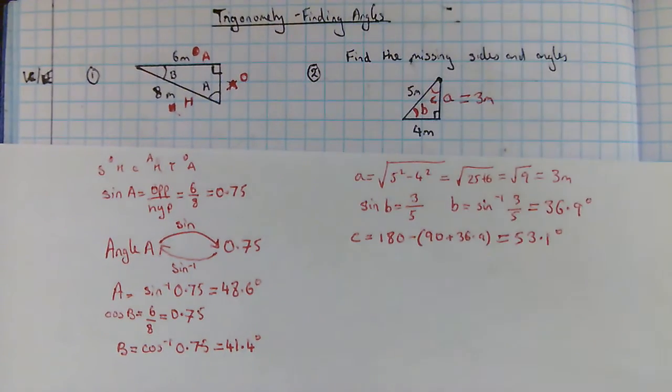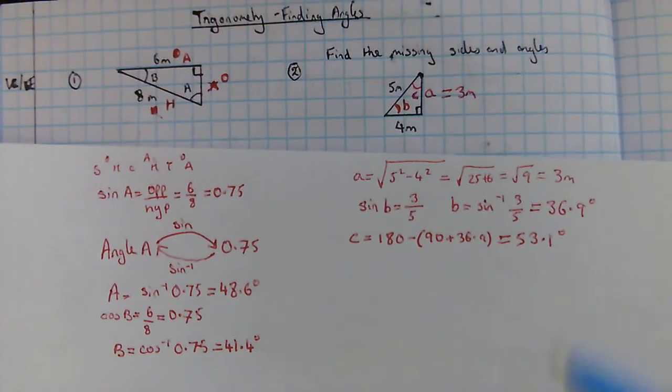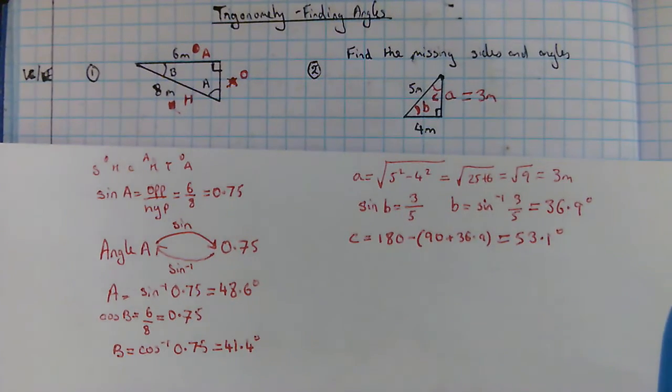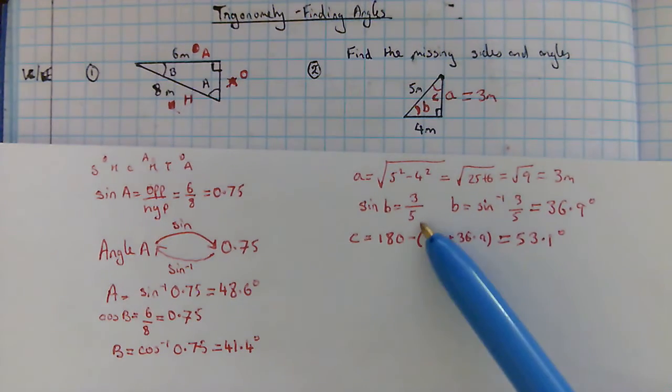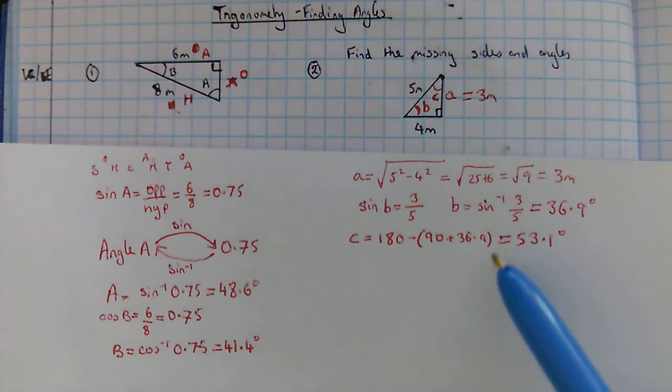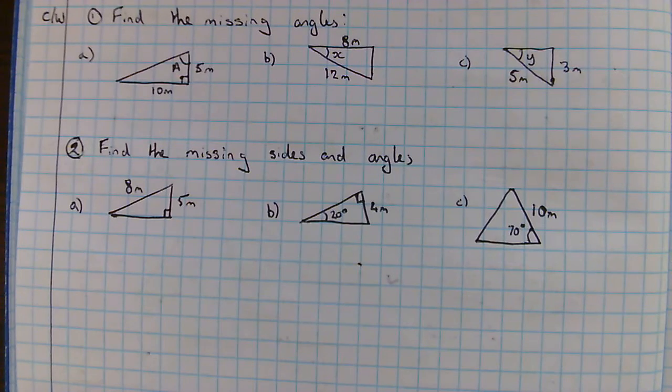So you should be able to see that from an example like that, you're able to find out all sorts of missing information from a triangle using a mixture of Pythagoras to find missing sides, trigonometry to find your angles, and the angle sum of a triangle adding up to 180 degrees. Pause the video now while you write down those worked examples, and then I'm going to give you some questions to try yourselves.